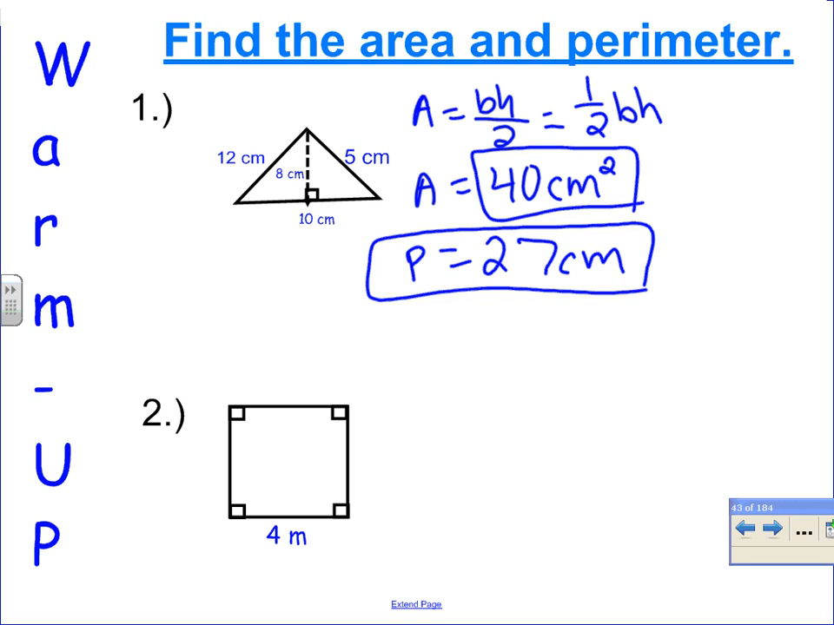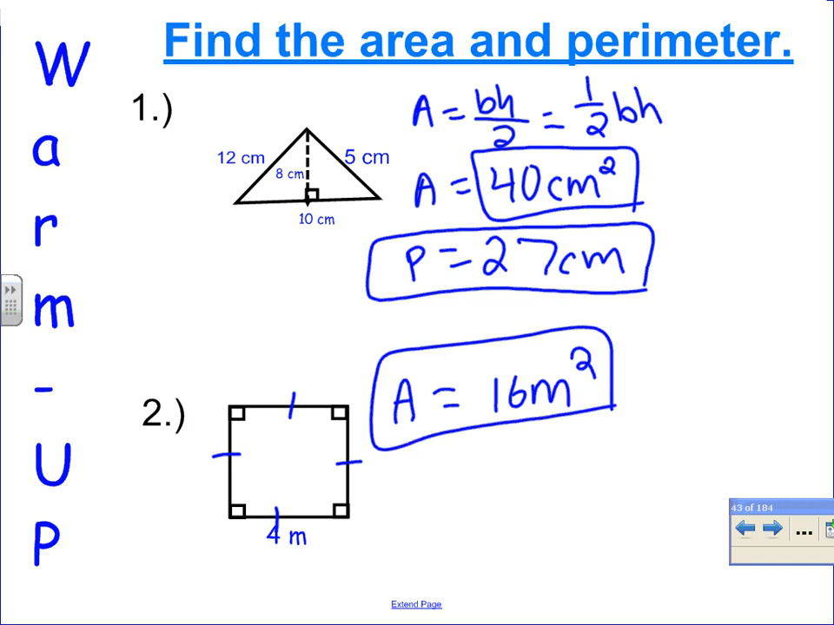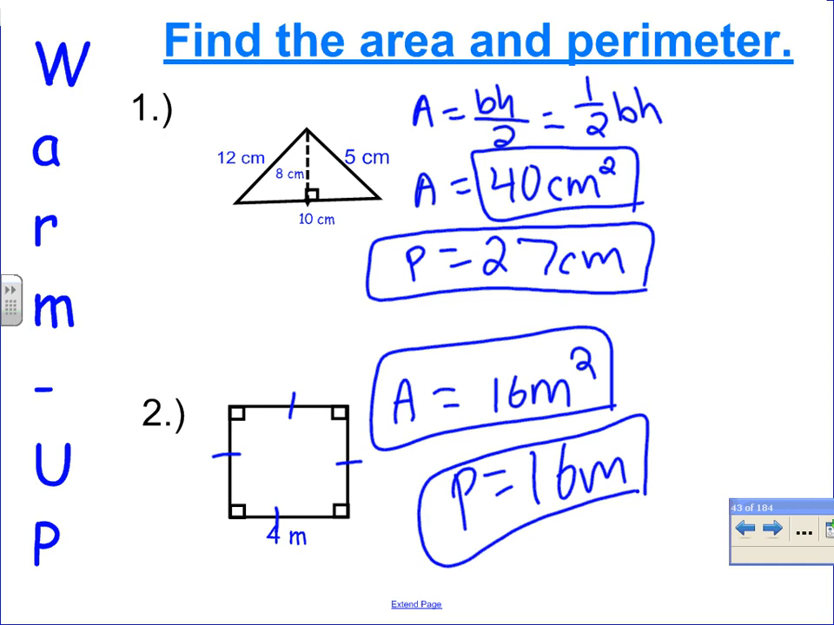Okay, the next one. I guess I should have put tick marks on there. Did you guys figure out what kind of figure this was? I should have had these up there. Sorry. Alyssa? Good, it's a square. Alyssa, what did you get for the area? Good, 16 meters squared. Perimeter, Charles? Good job. Kind of weird they're the same, but they're actually different because 16 meters is different than 16 meters squared. One of them is representing the area, the other one is the perimeter.